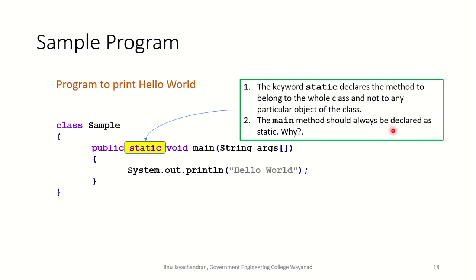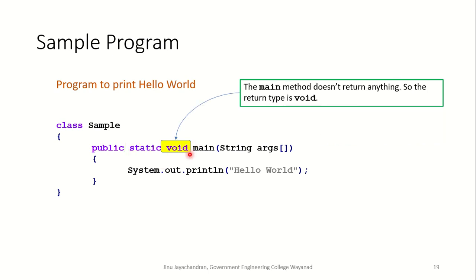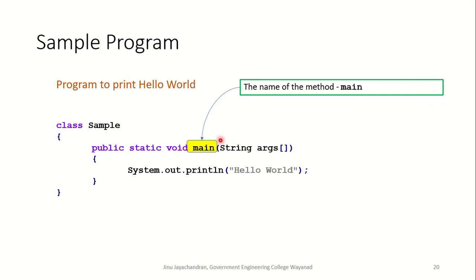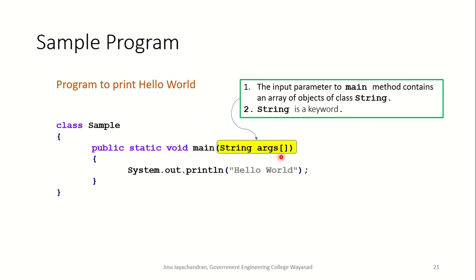So the main method should always be declared as static, and you should check out why it is like that, why the main method should be declared static. It has something to do with the compiler and interpreter. Again, the function is main. The function should have a return type and input arguments. Your main function is not going to return anything, so it is void. And main is the method name. The input argument is given in the round brackets. Here the input argument is String args, an array of arguments.